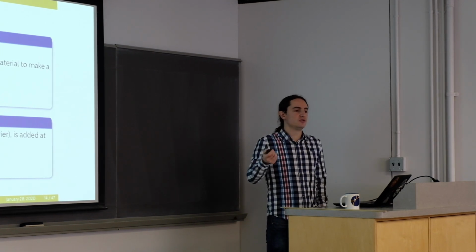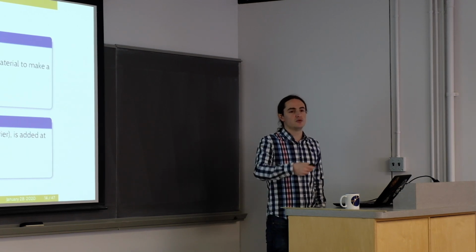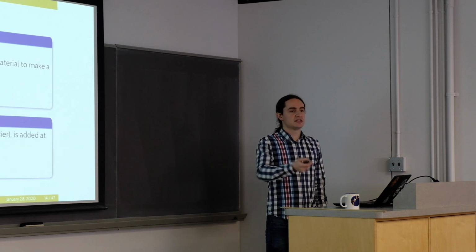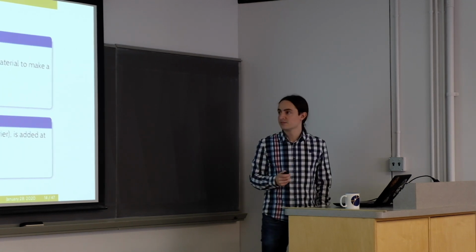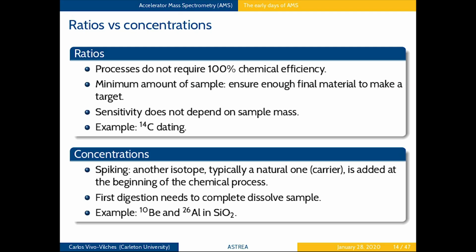Also, it's better that you maximize all these efficiencies, because then you are going to need to destroy less amount of sample for the same final material that you need. Also, you can sometimes do measurements in some materials where you don't have the stable isotope. For example, when you are measuring aluminum-26 formed in silica by cosmic rays, you don't have natural aluminum. So in this case, you have to be sure that at least the first step is a total dissolution of the sample. So when you add the natural isotope of the element, then you know that the final ratio that you're going to measure in the machine can be related to an initial concentration in the sample itself.